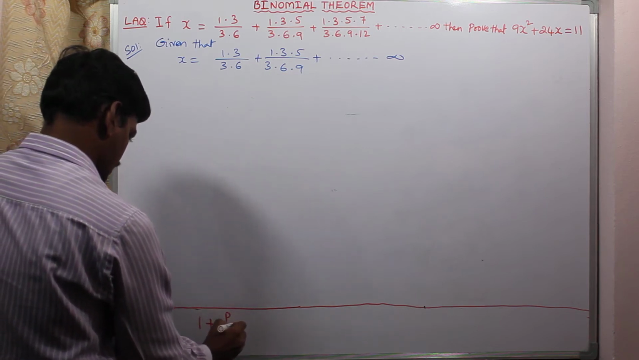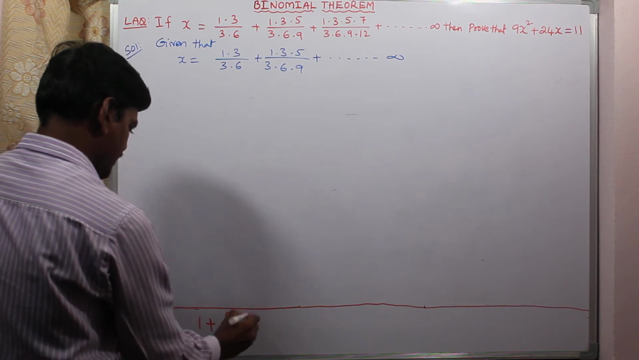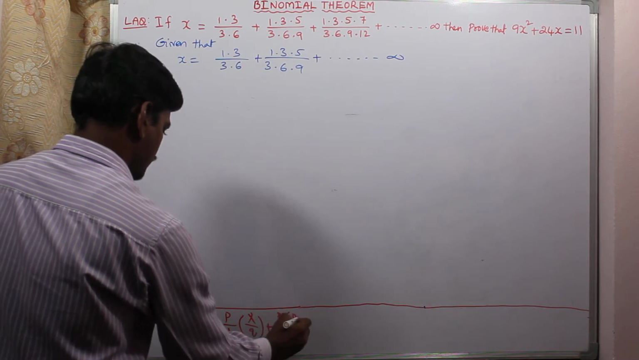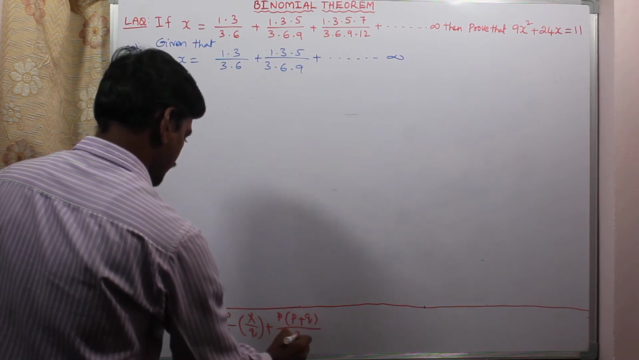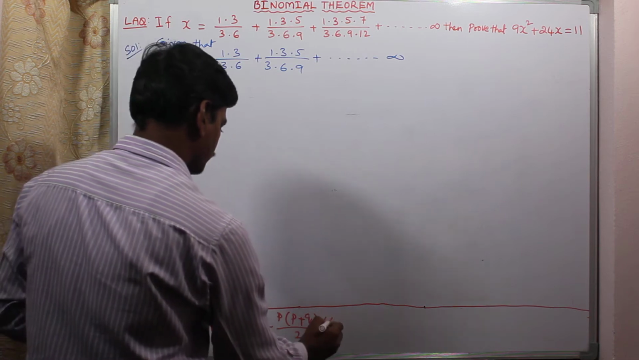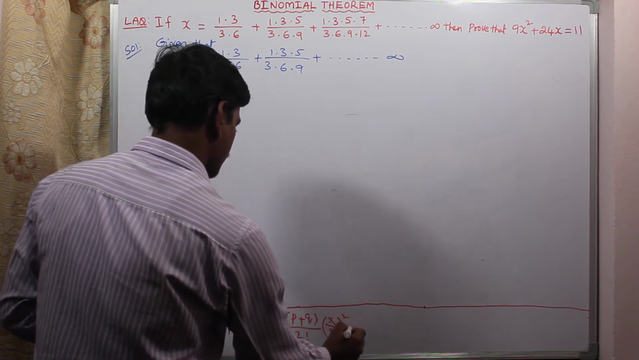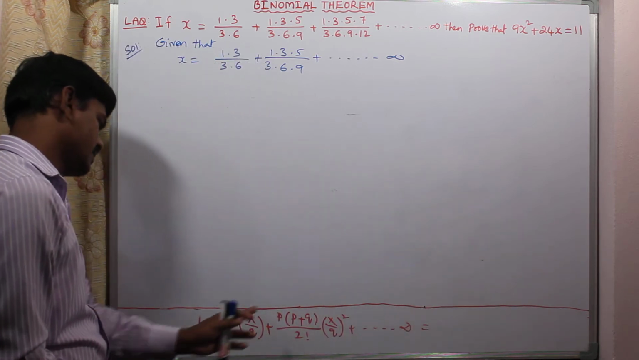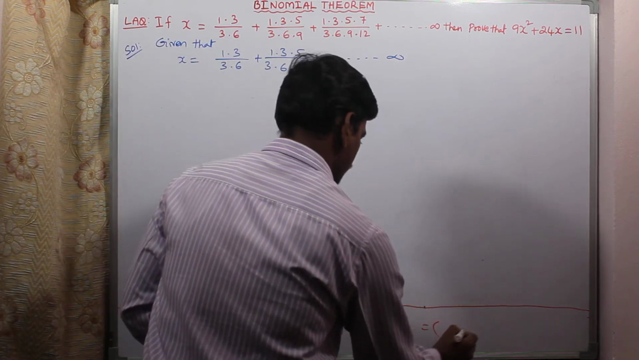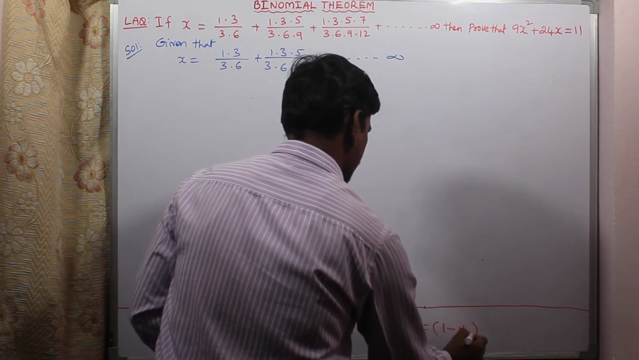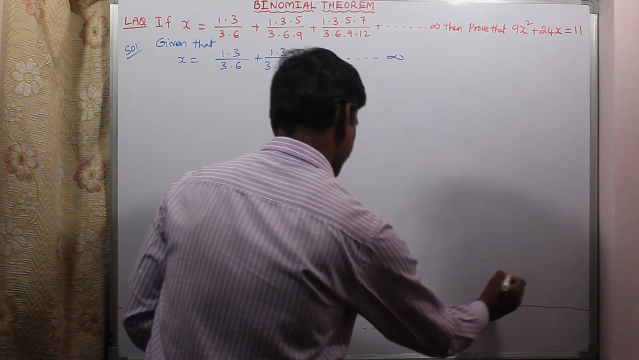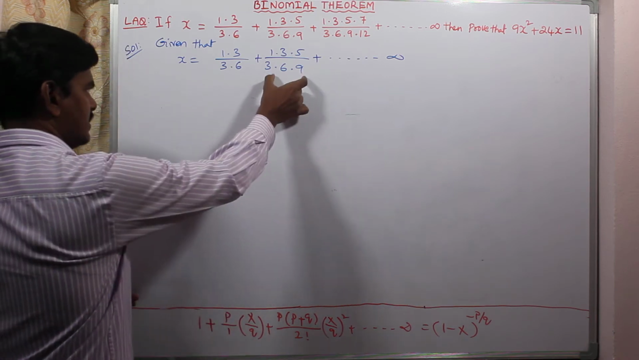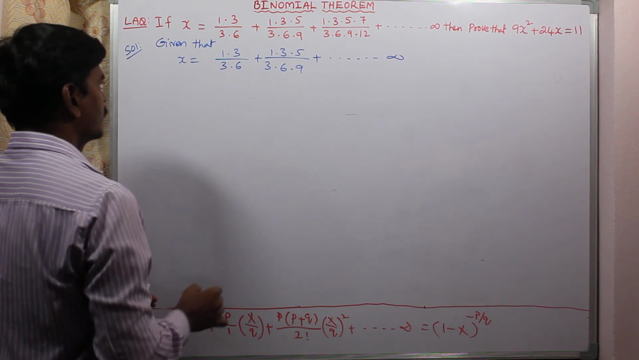Formula: 1 plus p by 1 into X by q plus p into p plus q by 2 factorial into X by q whole square plus so on up to infinite. So for this infinite series, the suitable binomial is (1 minus capital X) whole power minus p by q. That is the formula. Now compare the given infinite series with the formula.